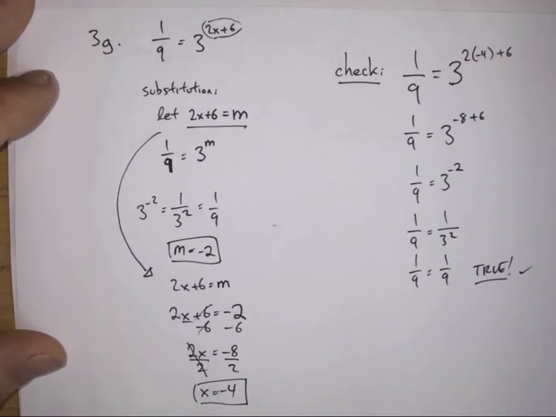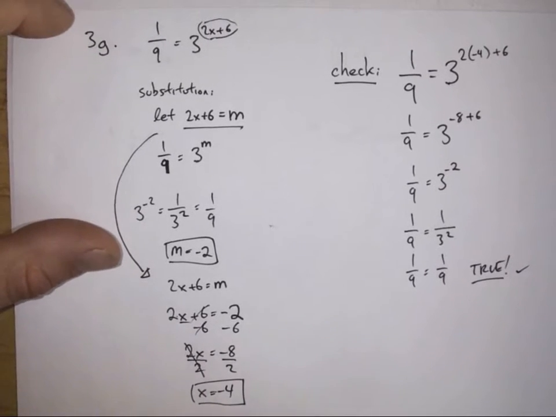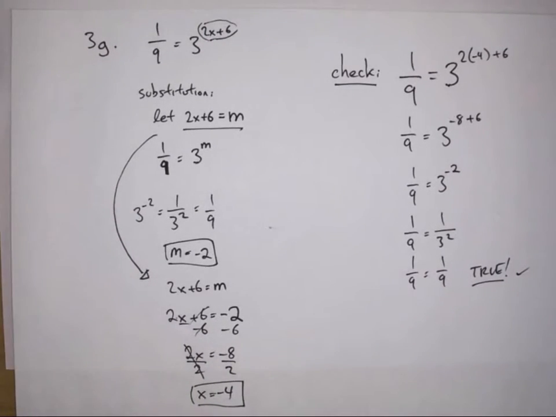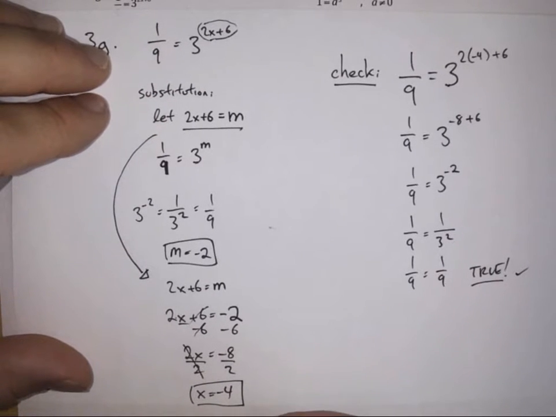So that was, I think you would agree, a much harder question. So let's move on to 3H, see what 3H has in store for us. Okay, so we've got 1 is equal to a raised to a third of x plus 4.